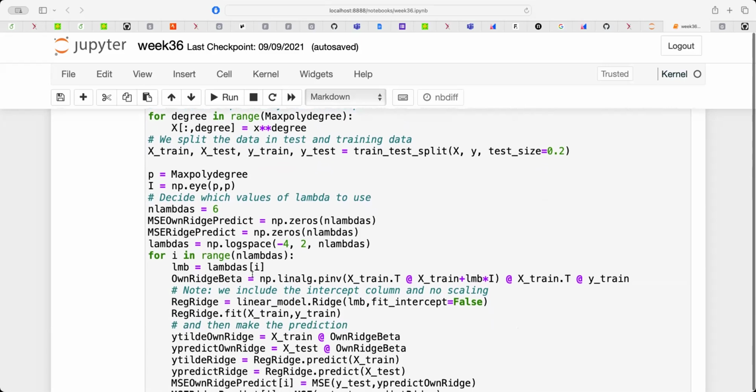So for my own ridge regression, I have these parameters lambdas. I pick lambda values from 10 to the minus 4 to 10 to the 2. And I want to have 6 values in that region. This is a very brute force way of doing it. Scikit-learn offers you a functionality which is called grid search, and it tries to find the optimal value for lambda within that domain which you've chosen. And this is normally what people end up using.